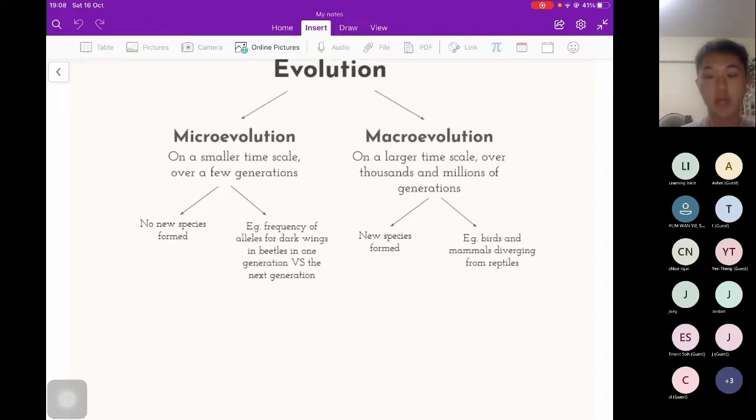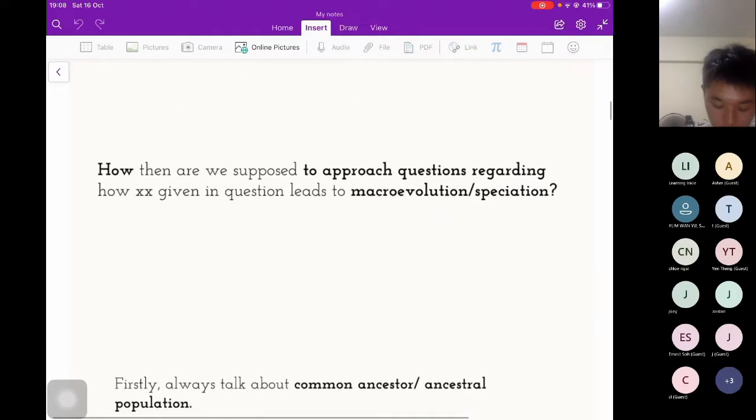Macroevolution, on the other hand, occurs over a longer time scale, thousands and millions of generations long. The result is that new species are formed, and an example of that would be birds and mammals diverging from reptiles. Okay, next.